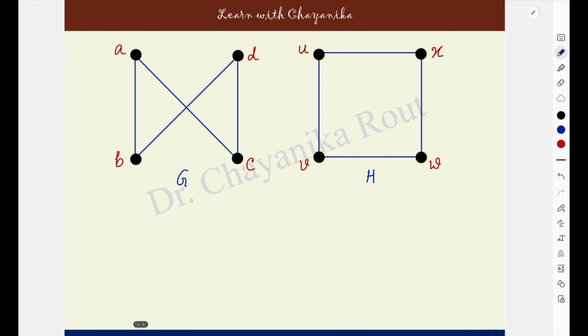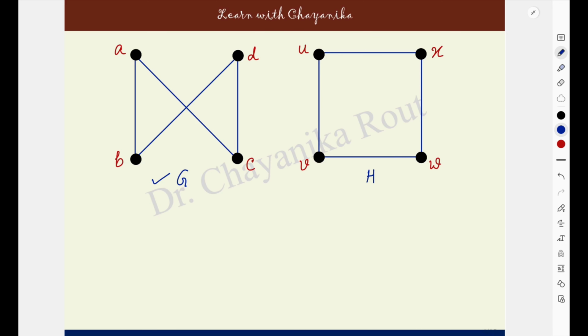So here I have two graphs G and H. Now at the very first sight we can see that the two graphs look different. So it seems they are different graphs. But if we observe the graphs very carefully and I try to draw the first graph, that is G, in a different orientation so that the structure of the graph G matches with the graph H, let us see if we can do that.